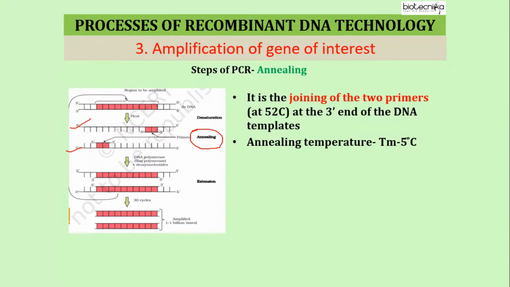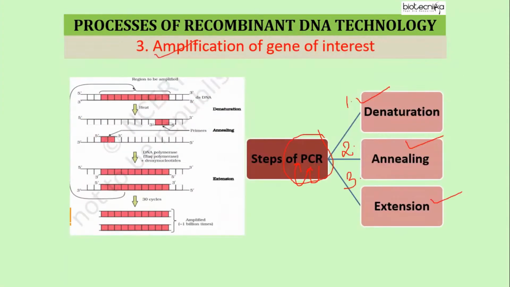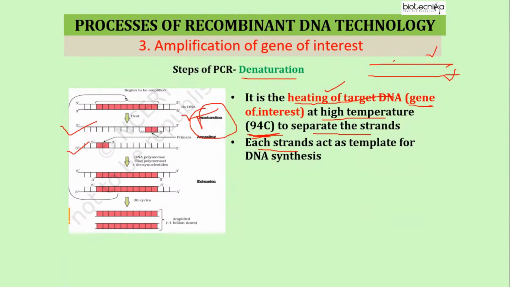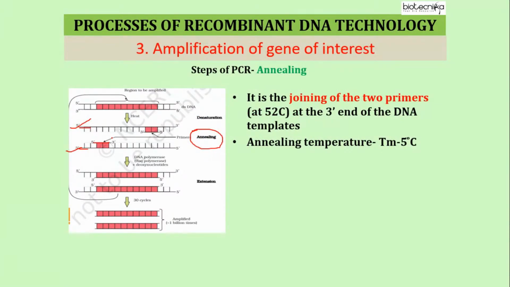So what will I do? Suppose I have two strands of DNA, I will take two sets of primers. That is why it was mentioned: two sets of primers. One will be the forward and one will be the reverse primer. So this is one set and this is the second set. It will always be annealed to the 3' end of the DNA template. So here we have a 3' end and here also a 3' end.